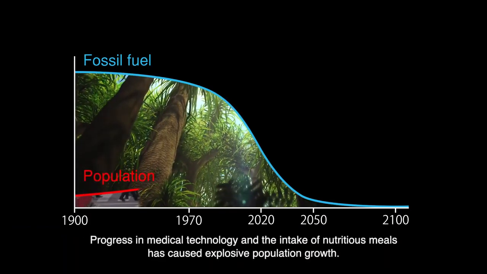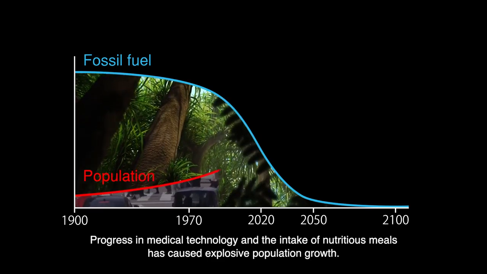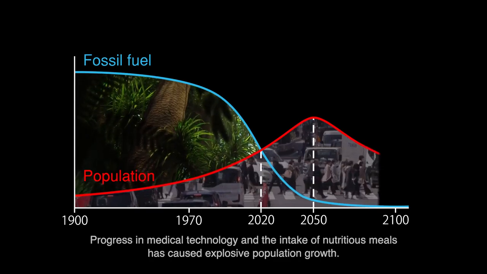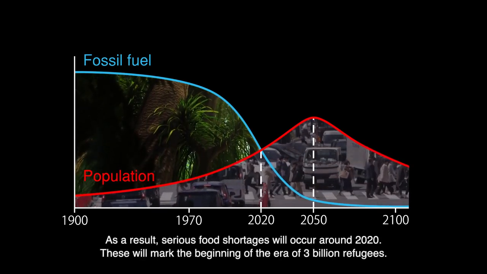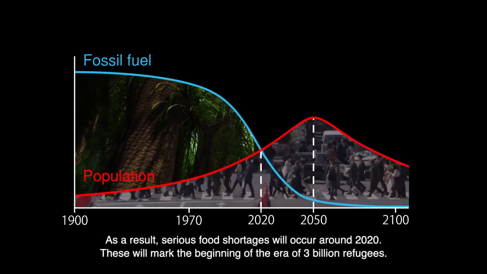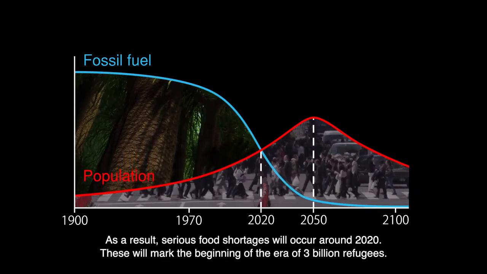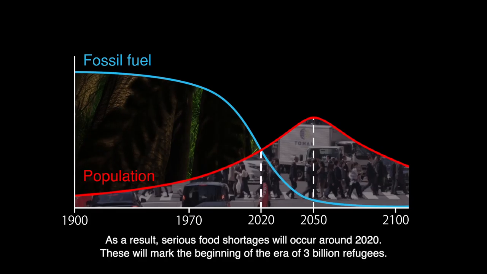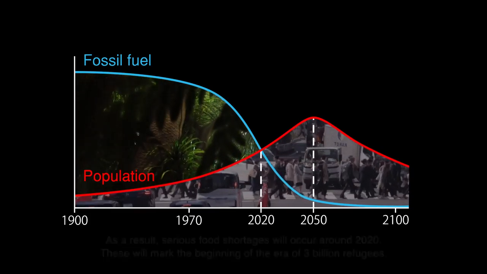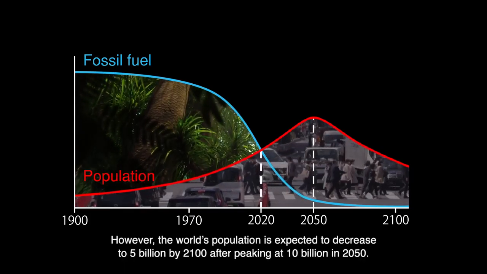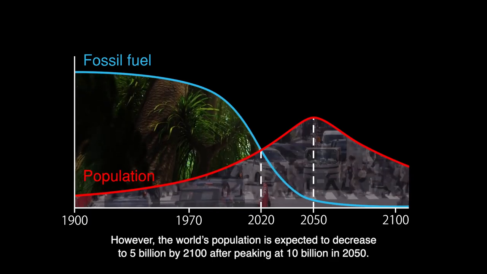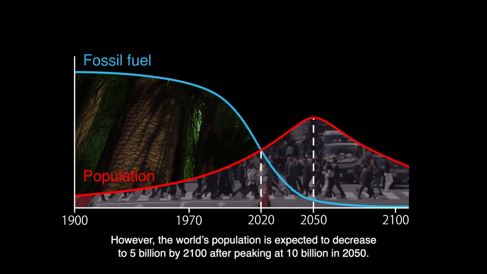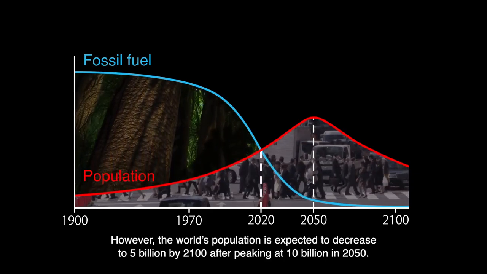Progress in medical technology and the intake of nutritious meals has caused explosive population growth. As a result, serious food shortages will occur around 2020. These will mark the beginning of the era of 3 billion refugees. However, the world's population is expected to decrease to 5 billion by 2100, after peaking at 10 billion in 2050.